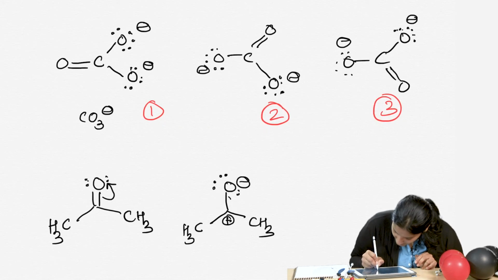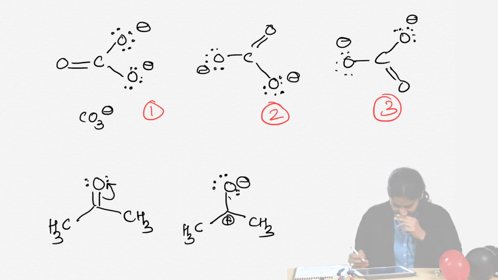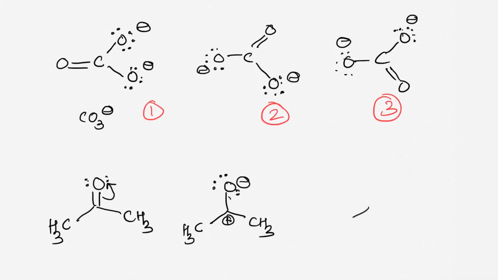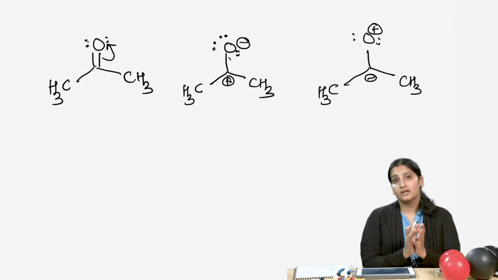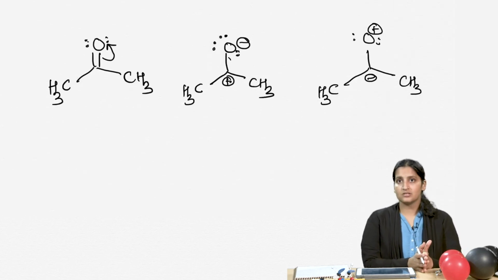Now it makes sense that oxygen has 3 lone pairs and a sigma bond, so it should be negatively charged. Or I can move it the other way round, such that the carbon bears the negative charge and the oxygen is positive in charge. All of these are possible resonance structures of acetone. But remember that all of these are not contributing equally towards the resonance hybrid.